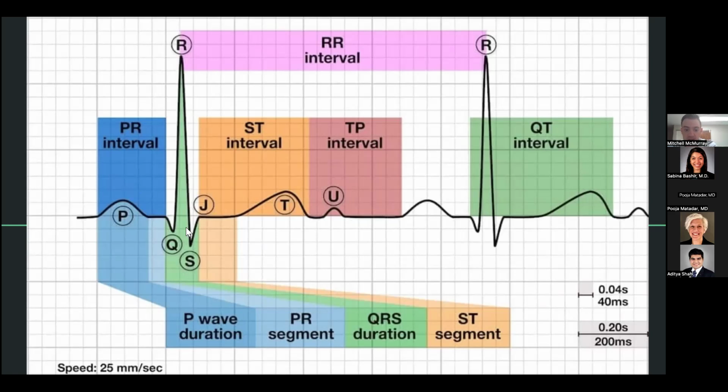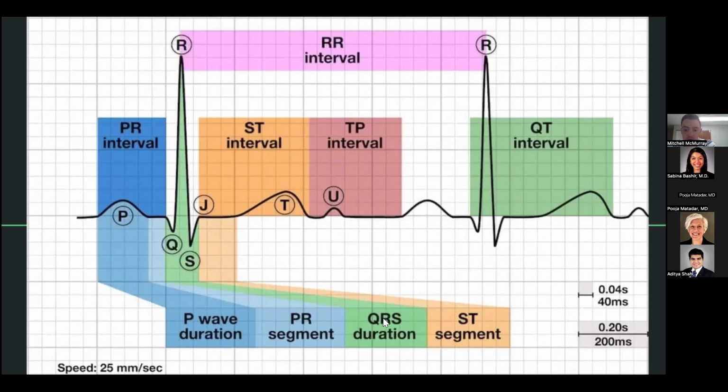And then the S wave is another negative, the second negative deflection. The J point right here is the point where the QRS complex and the T segment meet. Then the QT interval is probably the most worrisome thing for you guys. That's over here. That's the start of the QRS complex, the Q, to the end of the T. So that displays what that is.